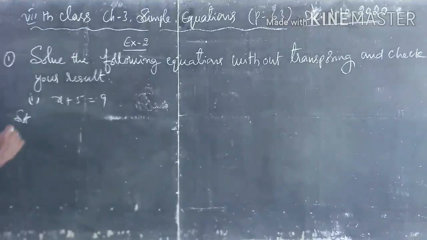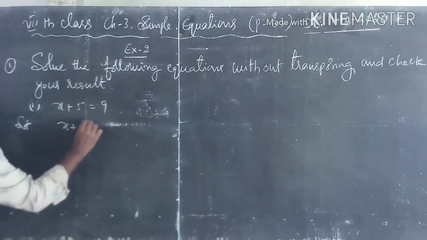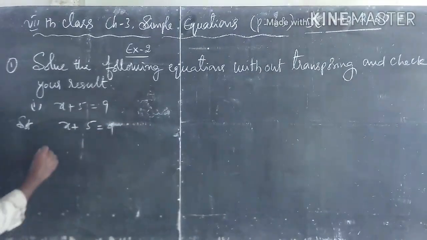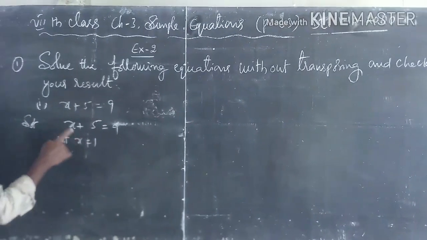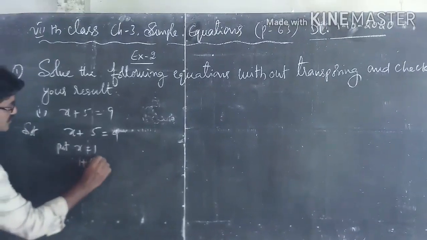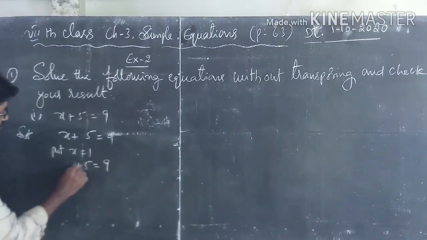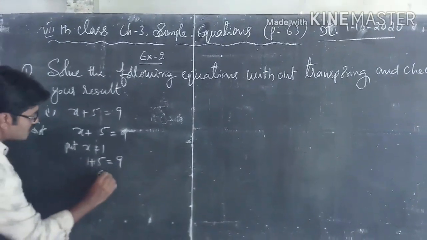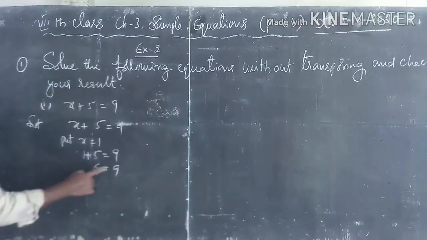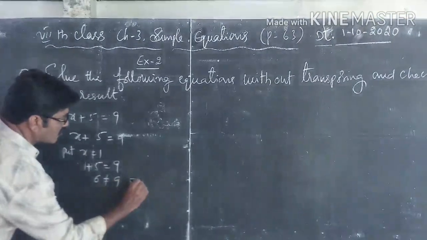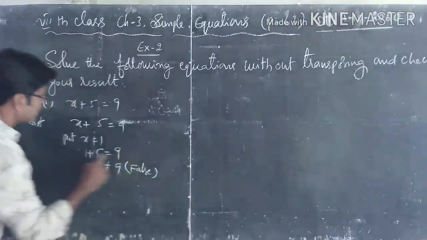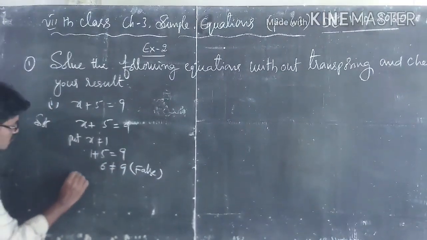x plus 5 is equal to 9. Put x is equal to 1 first. In place of x, write 1. 1 plus 5 is equal to 9. 1 plus 5 is how much? 6. 6 is equal to 9? Both sides are not equal. 6 is not equal to 9. False.